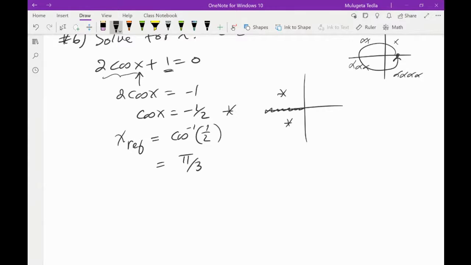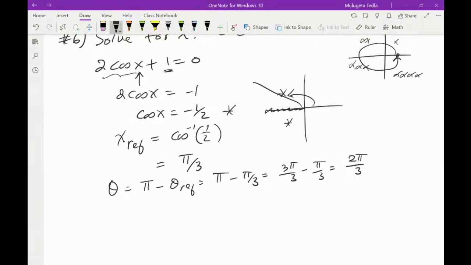So then what is the appropriate angle in the second quadrant? Which angle are we talking about? Theta is equal to, we know we have done this, pi minus theta reference, which is pi minus pi by 3, which is 3 pi over 3 minus pi by 3, which is 2 pi over 3.